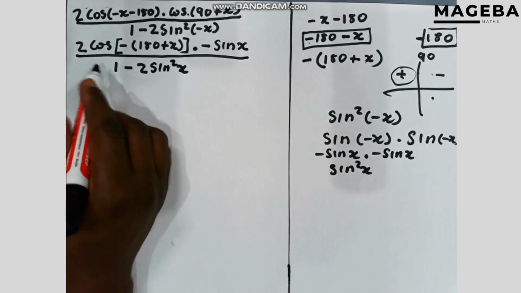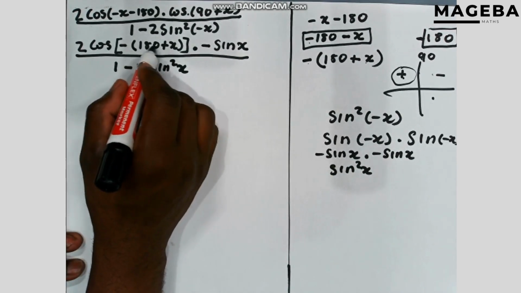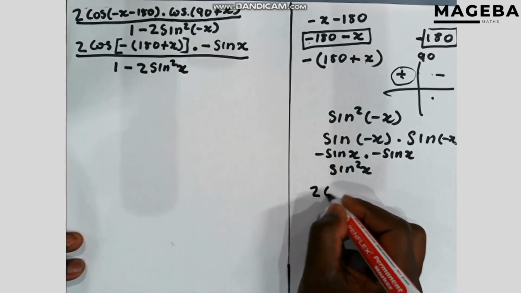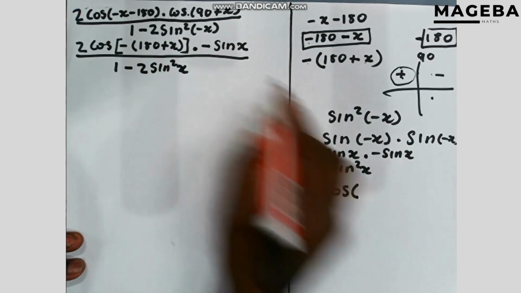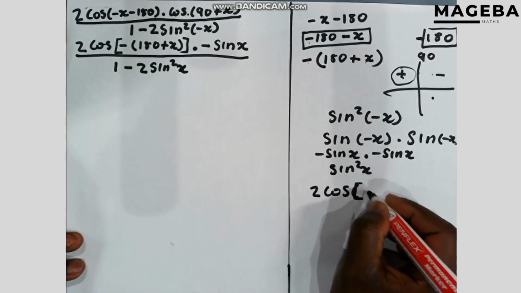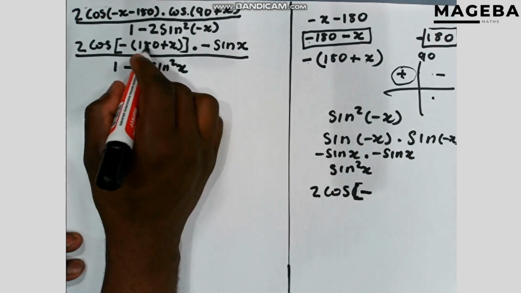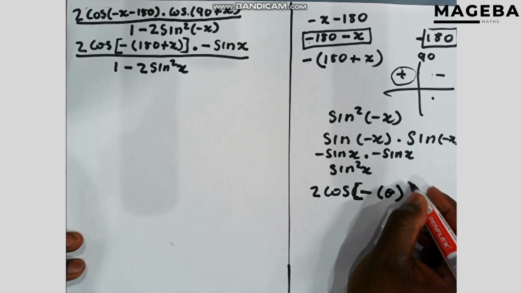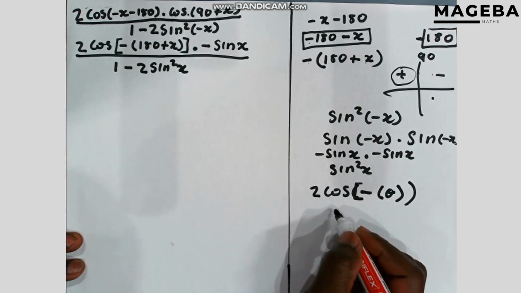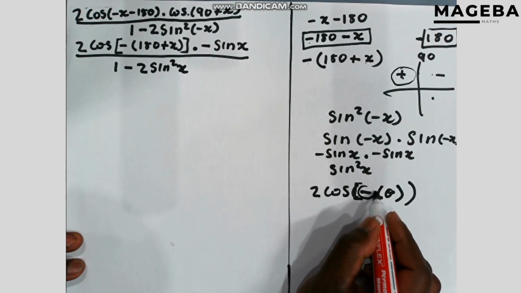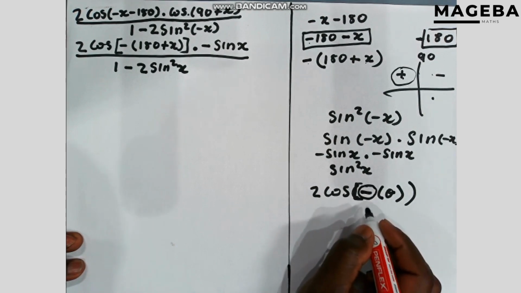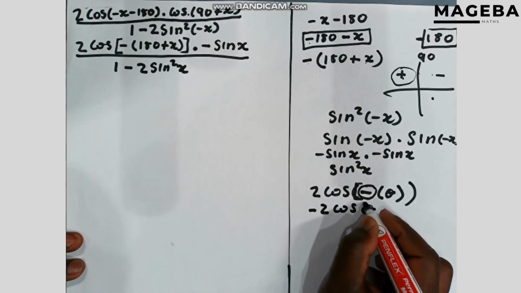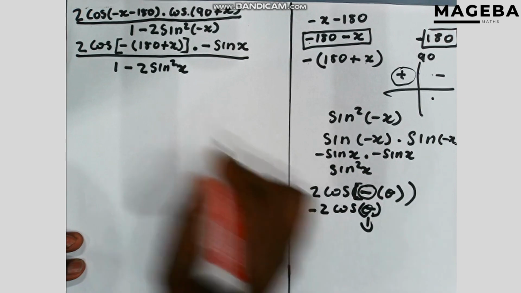Then from here, we're just going to take this 180 plus x as one angle. It's going to be like 2 cos. I'm just going to name this angle, this negative and the 180 plus x, as theta. So this is cos of a negative angle, it's going to be 2 cos theta. This theta, remember, we called it 180 plus x.